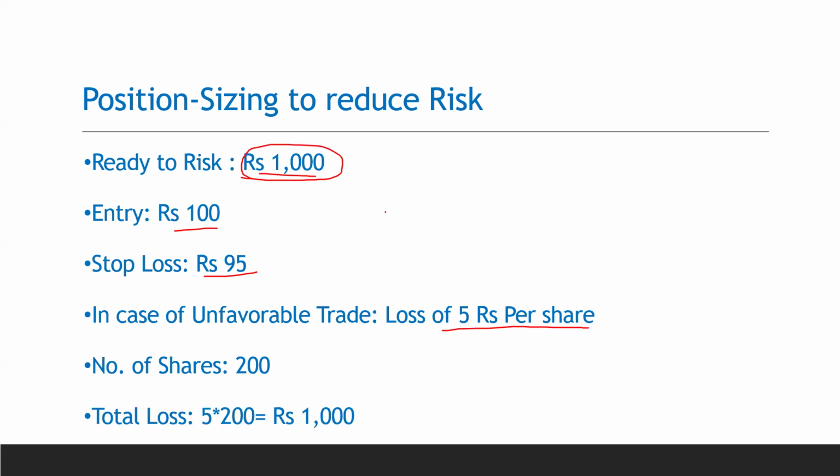Now, how much quantity should you trade so that your maximum loss is limited to 1000? It is 200 shares. 5 rupees per share into 200 is 1000 rupees, which is the answer in case you want to risk that 1000 rupees. Clear?